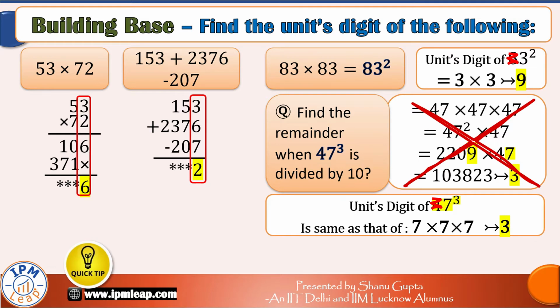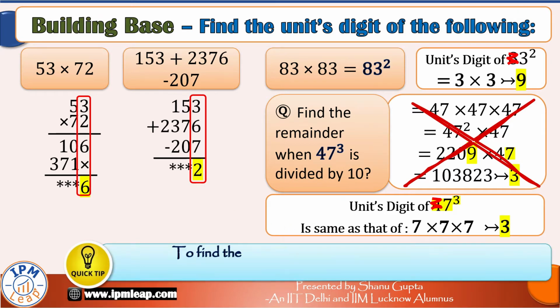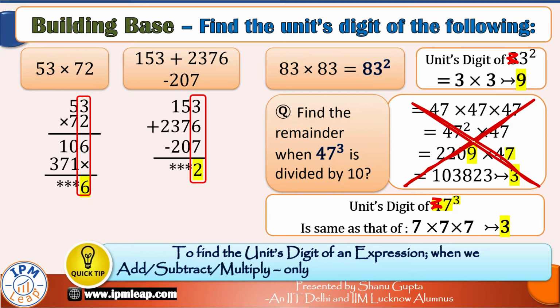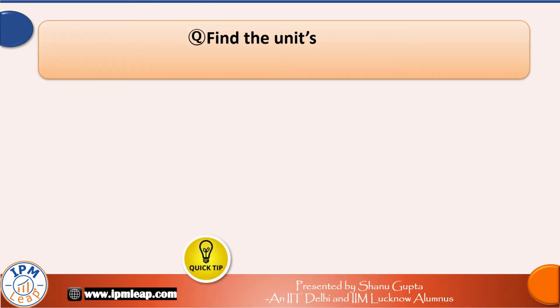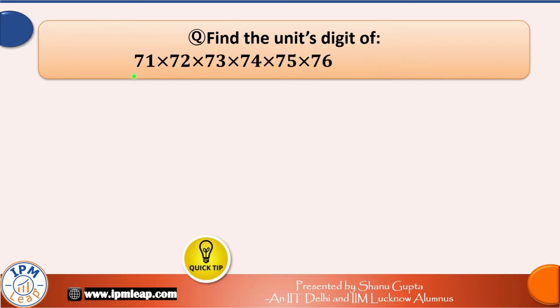So the questions we have done so far teach us a very important tip, and that is to find the units digit of an expression when we add, subtract, multiply, only the units digits of the numbers matter. Let's apply what we have learned so far to the question on your screen. Find the units digit of 71 into 72 into 73 up to 79.